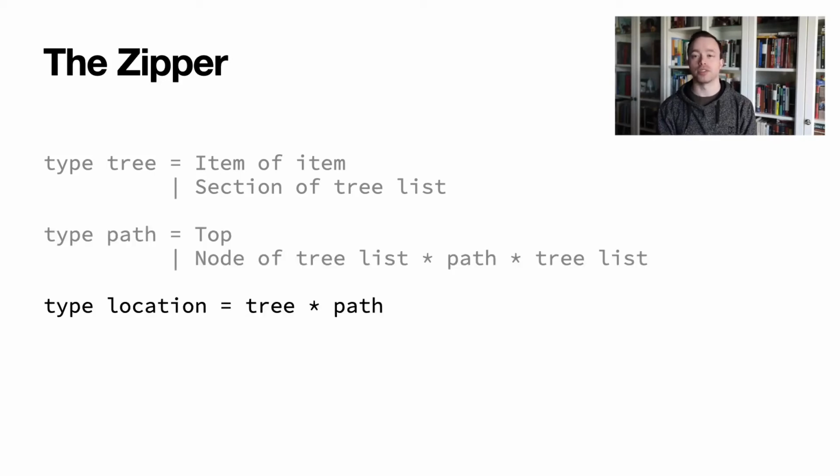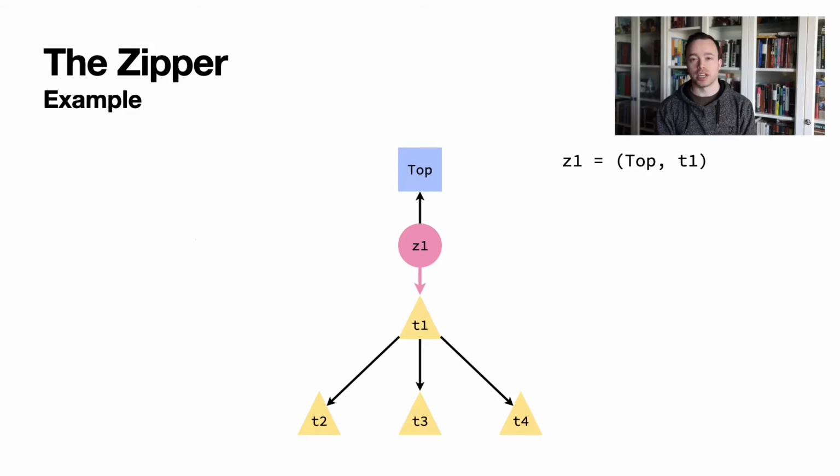Last, we have the location, which is really the zipper itself. This is a pair of a path with the focused on subtree, which is generally referred to as the focus of the zipper. To solidify this concept, let's look at a visualization. In this diagram, blue squares represent paths, yellow triangles represent tree nodes, and the red circle is a zipper. The red arrow going down from the zipper is the focus expression, and the black arrow going up points to the path. Let's take a few steps through the tree.